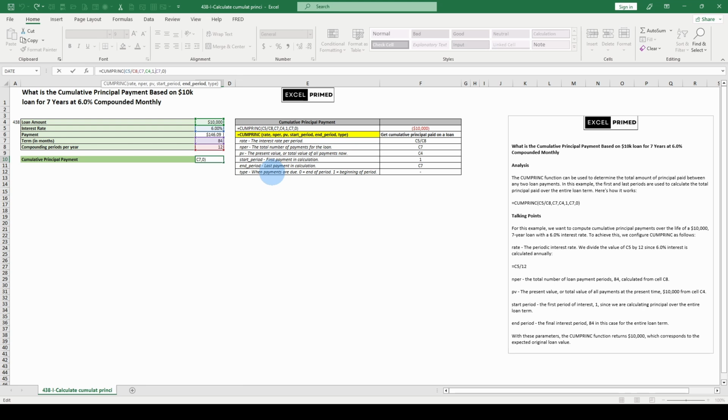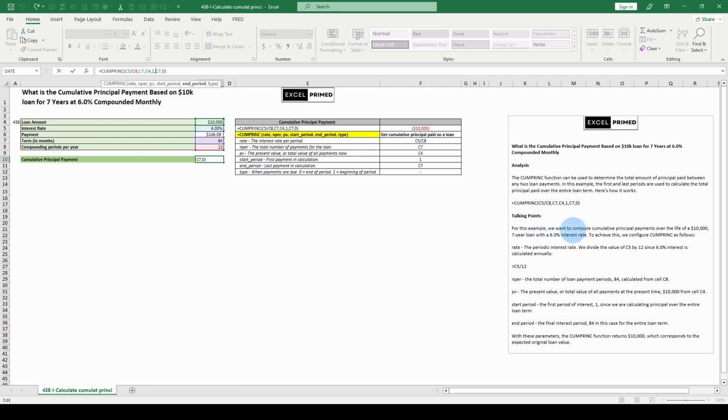Then your type, when payments are due, end of period or beginning of period. First of the year or last of the year. Are you making your payments at the beginning of the month or the end of the month? That's all it means. In other words, if you're paying at the beginning of the month, your total payments will be lower. At the end of the month, because your interest is going to be accumulating for a longer period of time, the interest due.